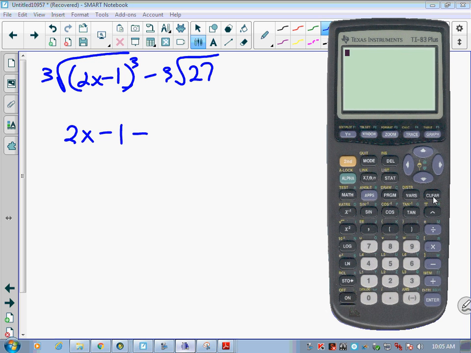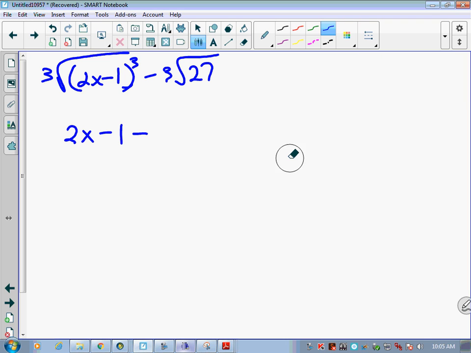Let's clear this. I can go to math, go down to cube root, and hit 27 and check. It is 3. Okay, good. All right, so we have 2x minus 1 minus 3, because we're going to carry that subtraction sign down. Okay, can I simplify this? What is 2x minus 1 minus 3? 2x minus 4.